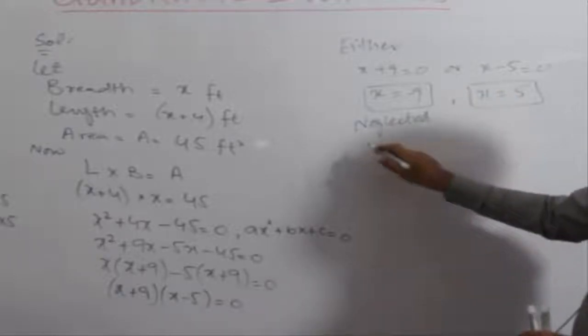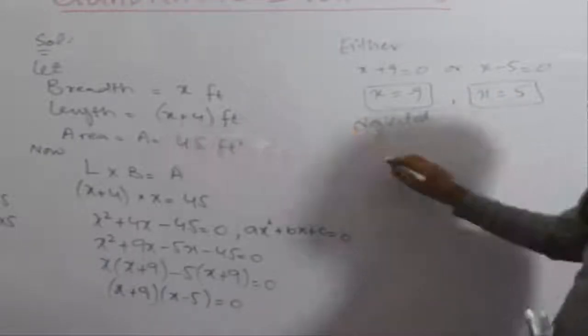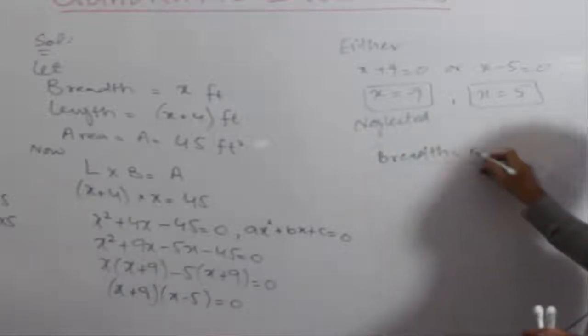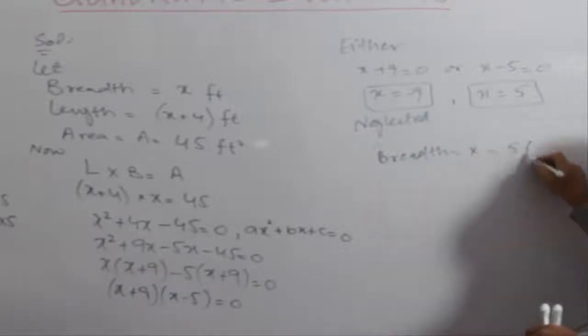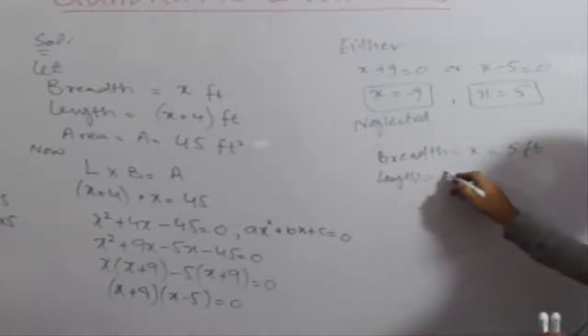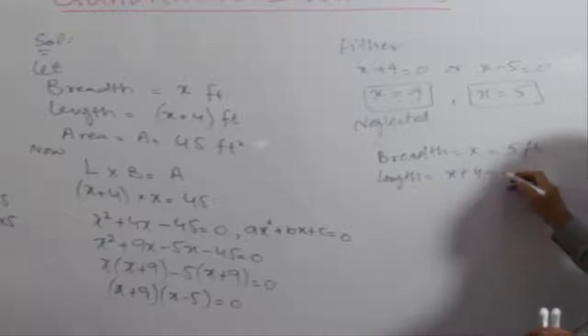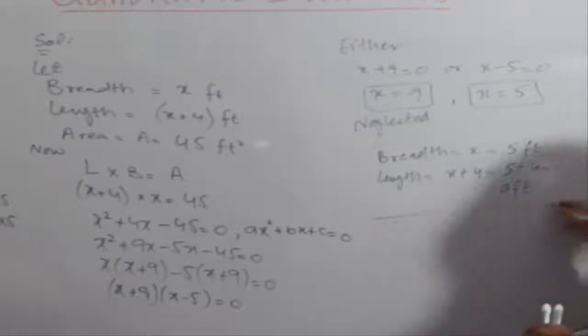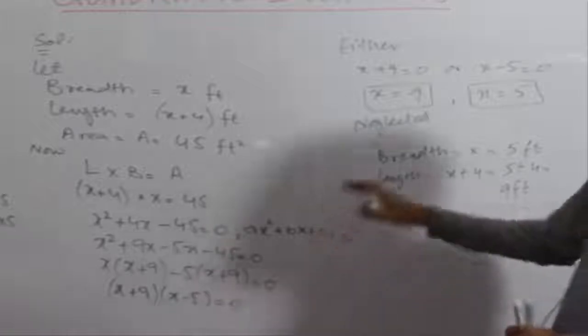So we took x as the breadth, therefore the breadth is equal to x, and that is 5 feet, and the length was x plus 4, and that would be 5 plus 4, which is 9 feet. So we got the solution to the problem utilizing a quadratic equation.